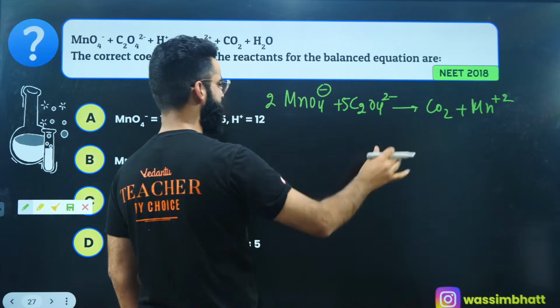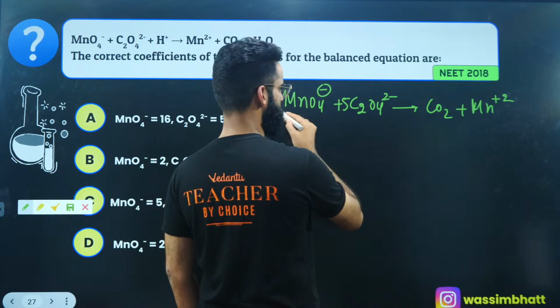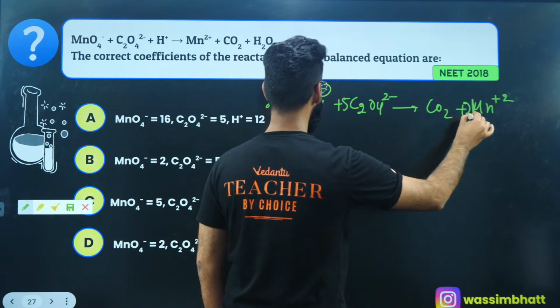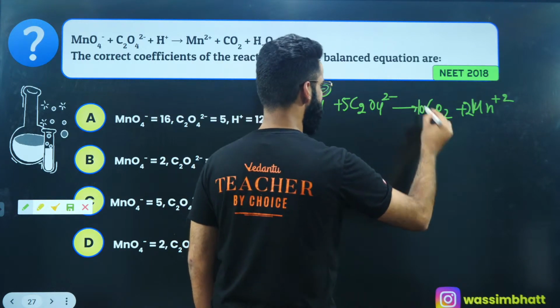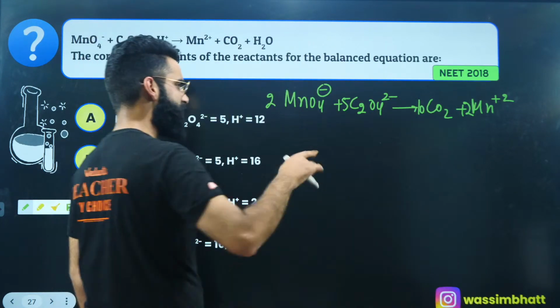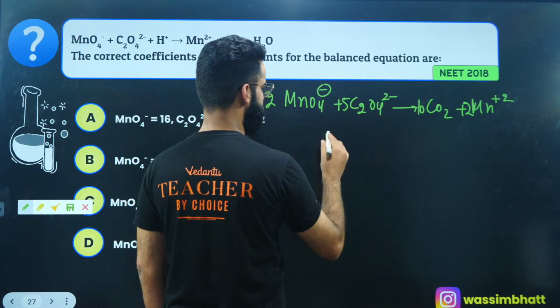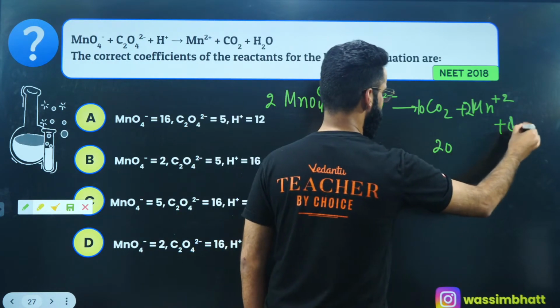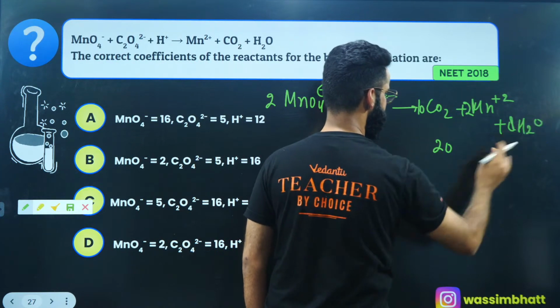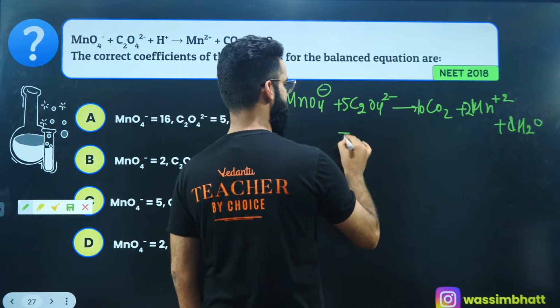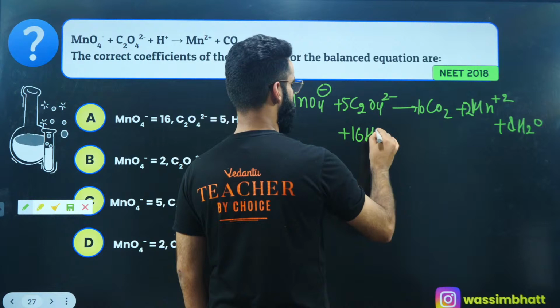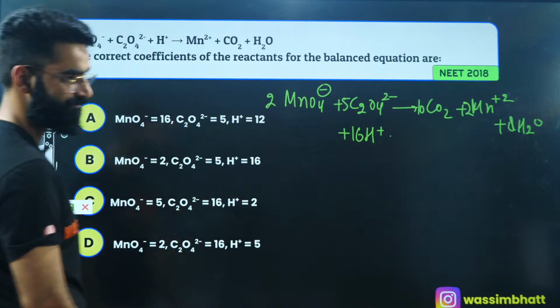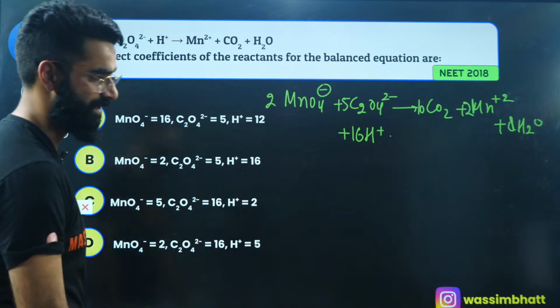So let's try to balance all the atoms except hydrogen and oxygen. 2 manganese on this side, so 2 manganese on this side, 10 carbons on this side, 10 carbons on this side, right? Now let's try to balance the oxygens. 8 plus 20, 28 oxygens on this side, only 20 oxygens on this side. Let's add 8 water molecules on this side. After adding the water molecules, balance the hydrogens: 8 2s are 16 H positives. Now the reaction is balanced, right?